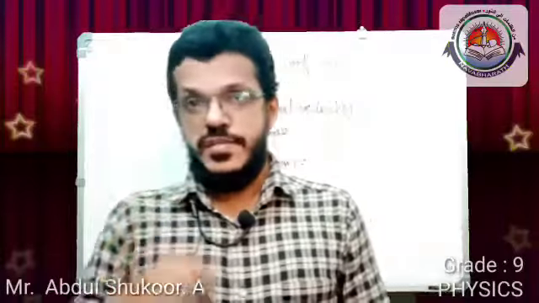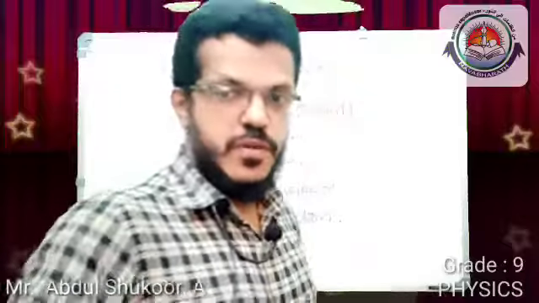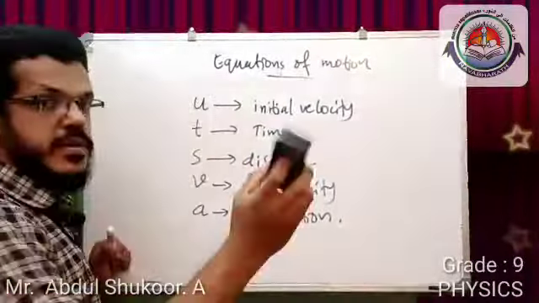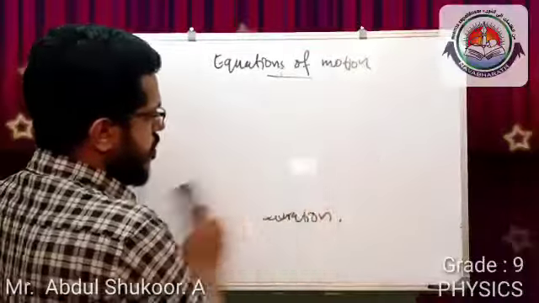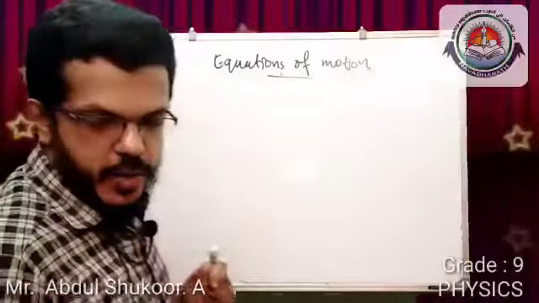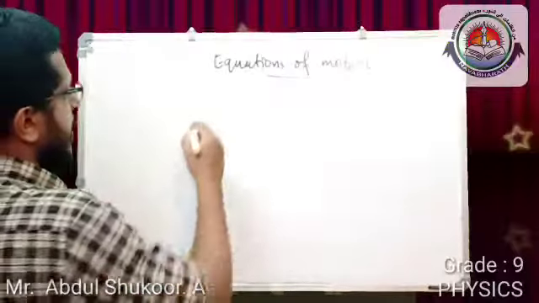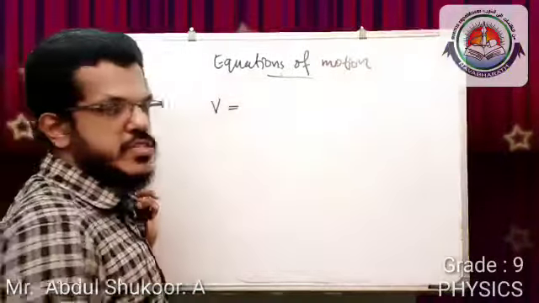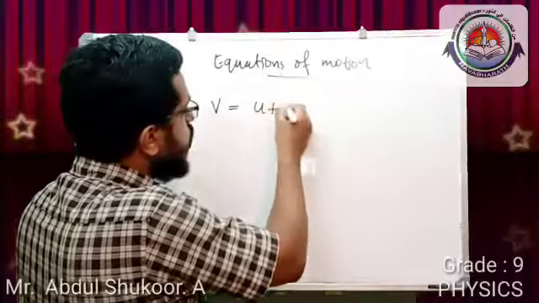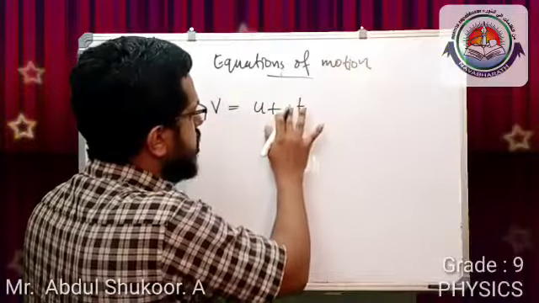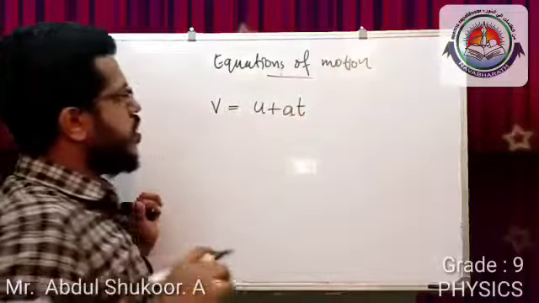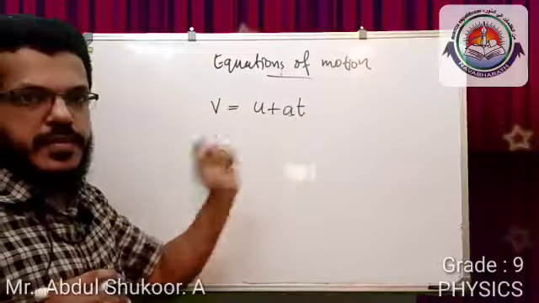What are the equations of motion? First, I want to write the equations of motion here. Listen here. There are three equations of motion. The first equation is v equal to u plus at. This is the first equation of motion: v equal to u plus at.